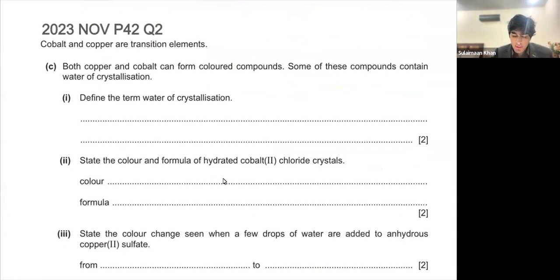Both copper and cobalt can form colored compounds. We are going to learn this later on in the metals chapter, why it forms colored compounds. So we'll learn this later on.